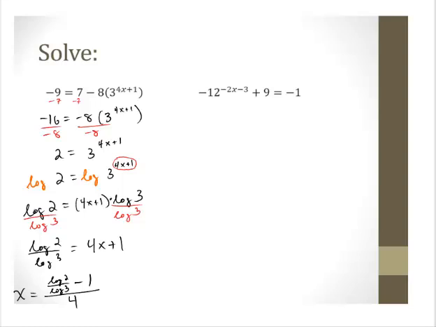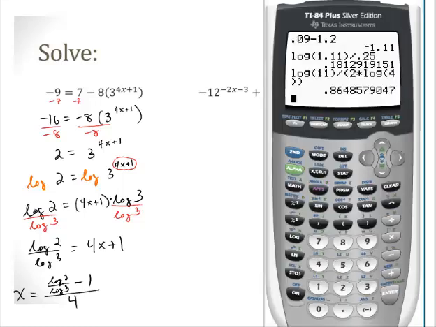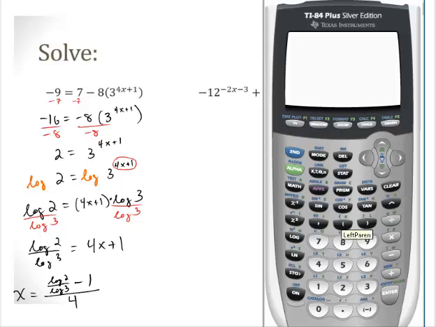And we can approximate that. Let's see, the entire numerator is in parentheses. Then I have log of 2 divided by log of 3. And then I'm going to subtract 1, close it off, divide by 4. So negative 0.0923.